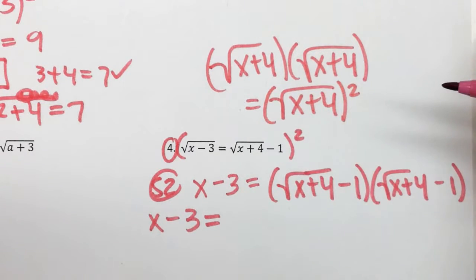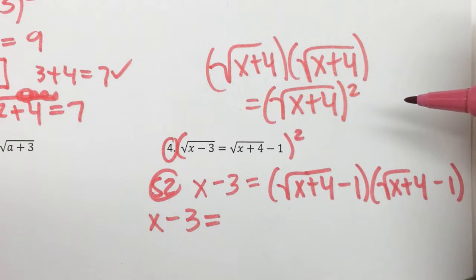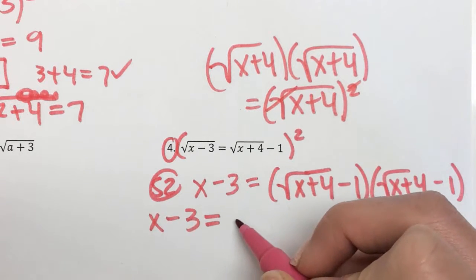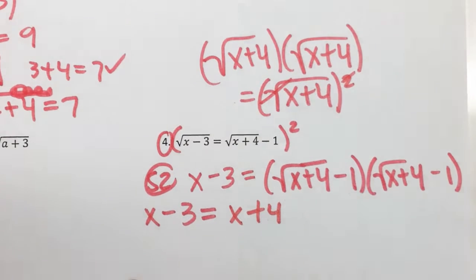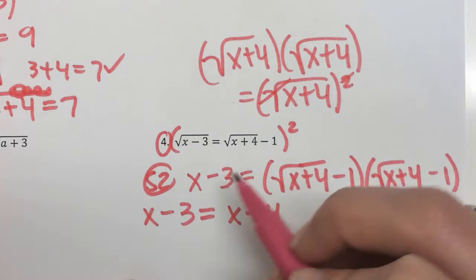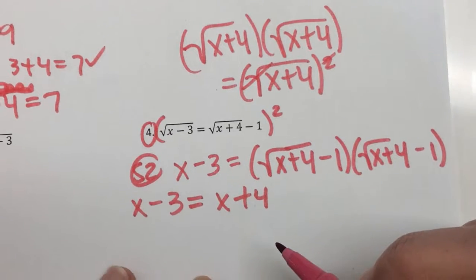And what's going to happen? It's going to cancel. You see that? The root and the square is going to cancel, and you'll just have what? Good. Everybody with me on that? We did the same thing on this side. It just looks a little different.